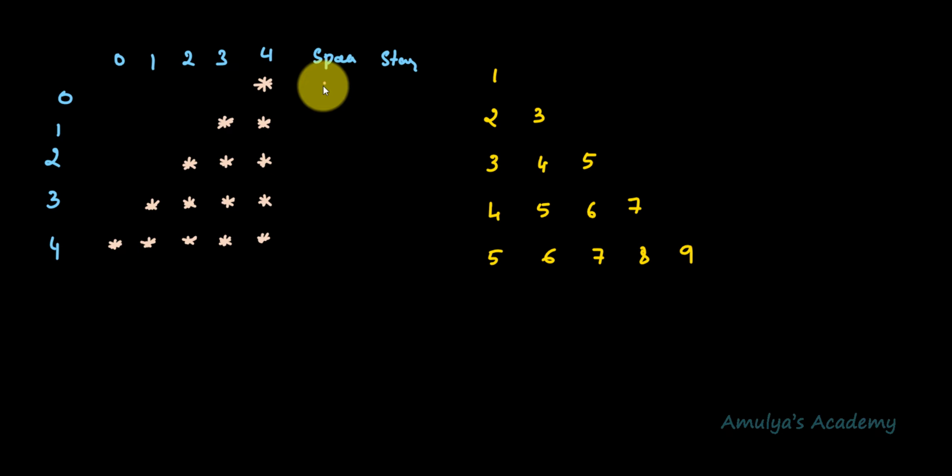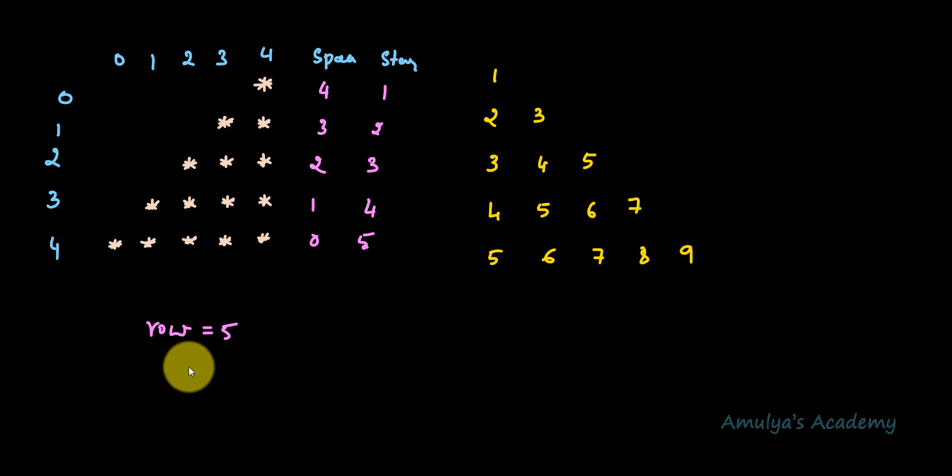At row 0 we want 4 spaces and 1 star. Here 3 spaces and 2 stars, 2 spaces and 3 stars, 1 space and 4 stars and 0 spaces and 5 stars. When we take number of rows as 5, the input is 5, we'll get this pattern. And we'll get this many spaces and stars in every row.